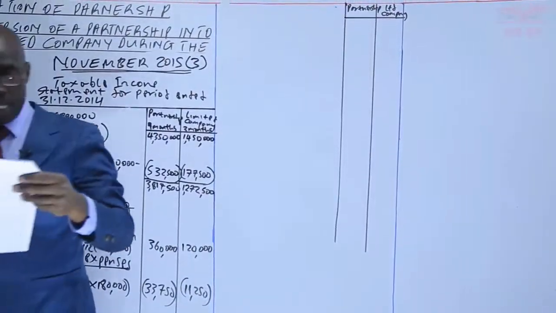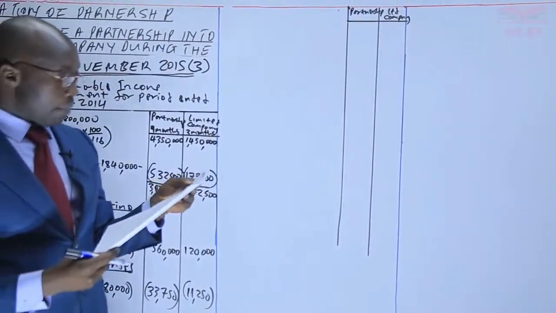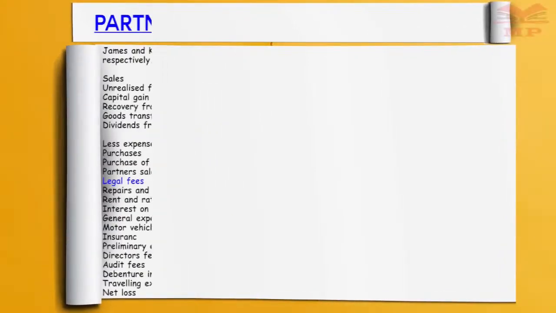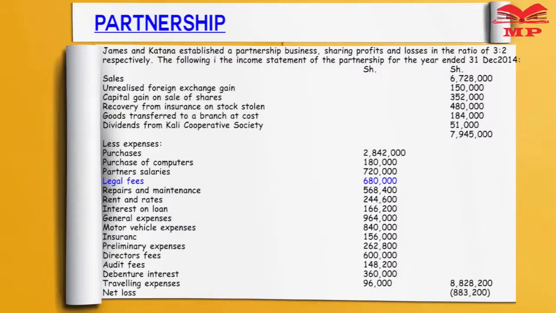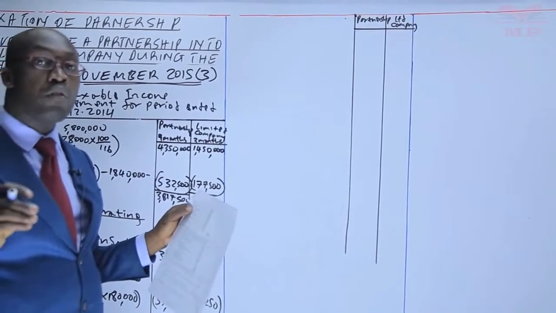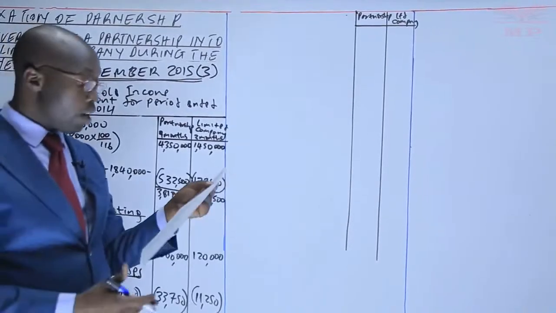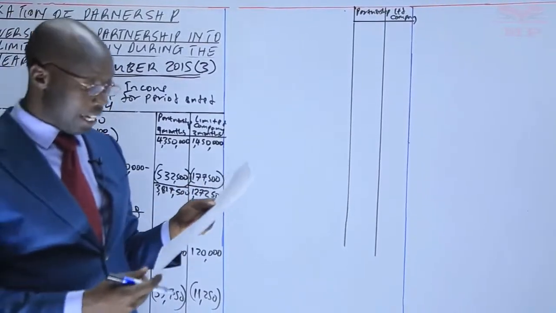So the next expense in line is the partner's salaries. But we said partner salary is not allowable. It's for the partnership and it's not allowed. The other one is legal fee. Legal fee, we said, is usually allowable unless it has additional information. It is explained further, which is the case in here.